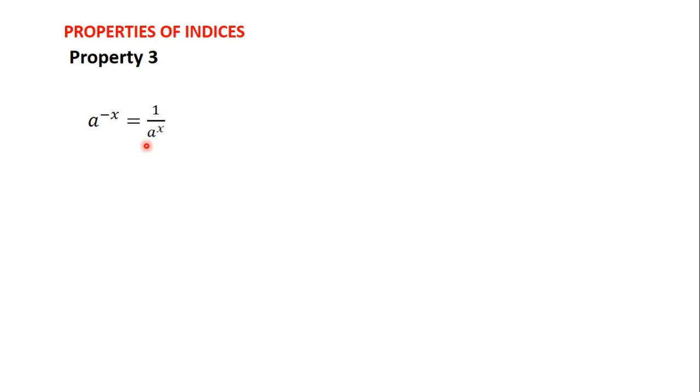Let's consider the third property. It says that if you have a exponent minus x, it is equal to 1 over a exponent x. For example, 3 exponent minus 2 is equal to 1 over 3 exponent 2. So you see, immediately we bring 1 over, then we write the number here as the denominator. The negative sign changes to positive. So you have 1 divided by 3 exponent 2. And this will give us 1 divided by 9.